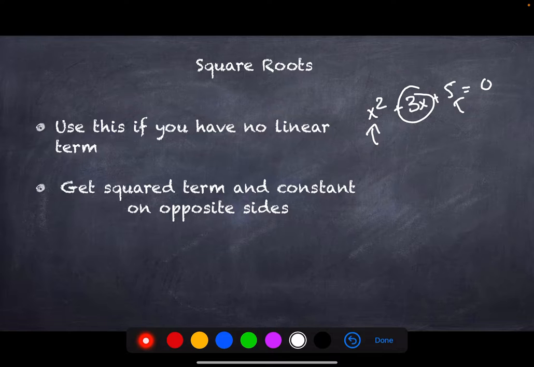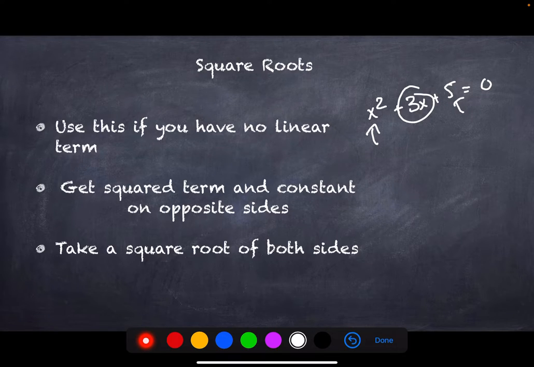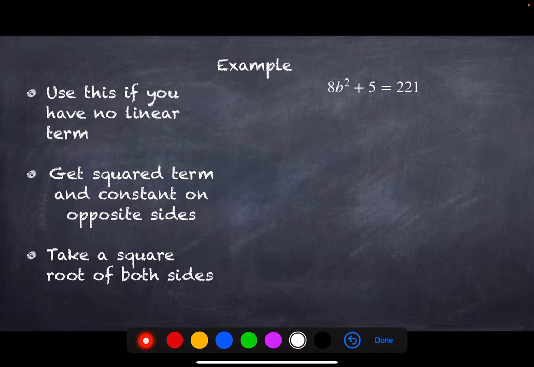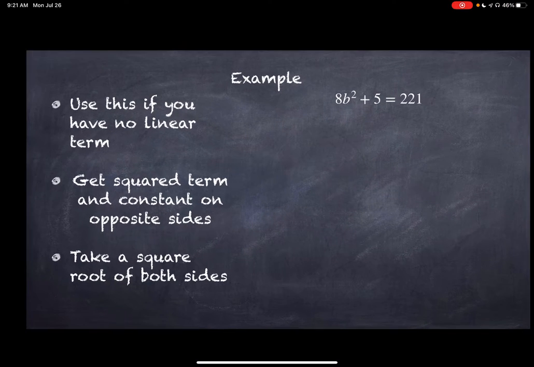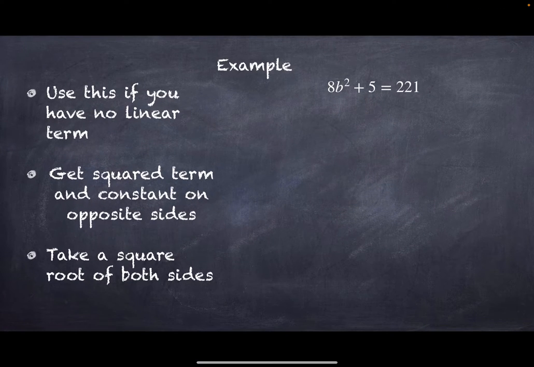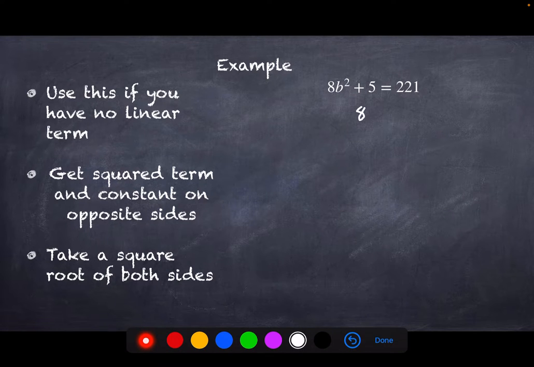So the method is to get the squared term and the constant on opposite sides, split them up, and then take a square root of both sides. Here's an example. When I look at this, I see no linear term, so that's good. So I'm going to get the squared term and the constant on opposite sides. So I'm going to subtract, oops, how do I keep doing that? Then I'm going to subtract the 5 from both sides, and so I'll have 8b squared equals 216.